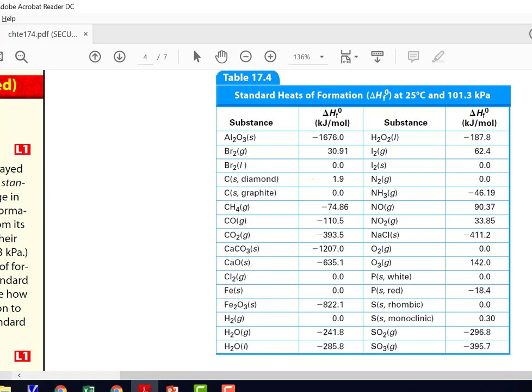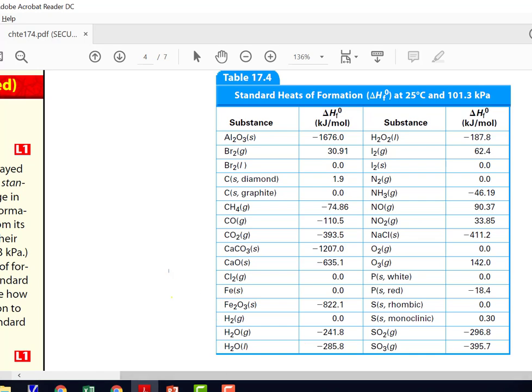Bromine's got two numbers because one's a liquid and one's a gas. And at 25 degrees Celsius, bromine's normally a liquid. So at its standard state at 25, bromine's a liquid. To turn it into a gas, I'd have to give it energy. It takes 30.9 kilojoules to boil that bromine. So if they've got two forms of an element, you've got to decide which one it is. And actually, the more tricky one is down here with water.